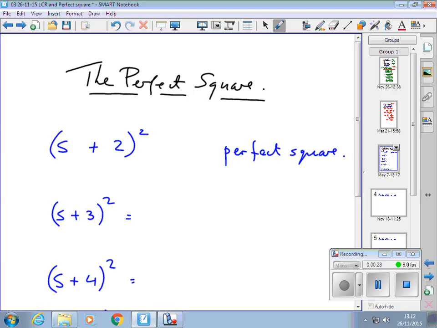So what I want you to do is to work out what this is. S plus 3 squared is S plus 3 times S plus 3. So what does that come out to be? S squared plus 6s plus 9.